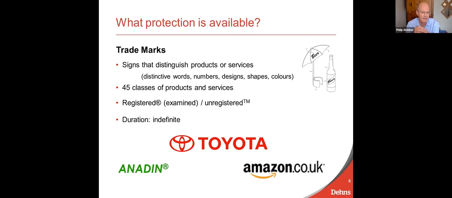You might have seen this little R in a circular logo. That means that the trademark has been registered, so it's been filed at the trademark office and examined by the examiners, and you get much stronger rights than if it's unregistered, which might be marked TM. TM means it's being used as a trademark, but it's not registered. So you have much stronger rights if it's a registered trademark. And trademarks can go on indefinitely as long as you pay the renewal fees. There are some trademarks on beers that go back 100 years now.